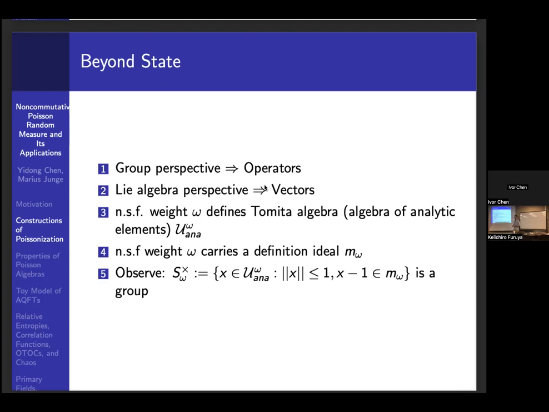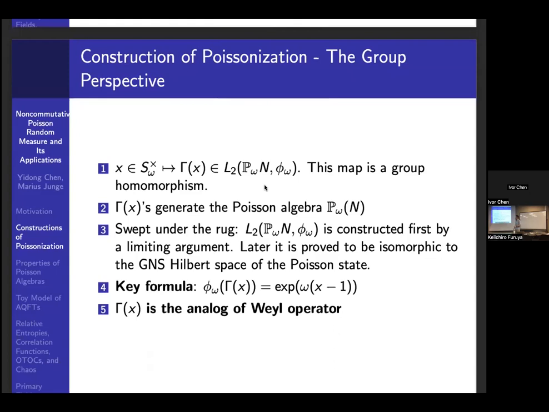Now we produce some operators. We take elements in this set, in this group. We apply our little gamma to them. Sorry, wrong thing. They produce bounded operators on this Hilbert space. I should write B of L2 Poisson here. And this map is a group homomorphism, which means gamma of xy is gamma of x times gamma of y. And the claim here is that gamma of x generates the Poisson algebra. If you do this exercise back in the state case, you get the same thing we just talked about, the direct sum of symmetric tensor products.